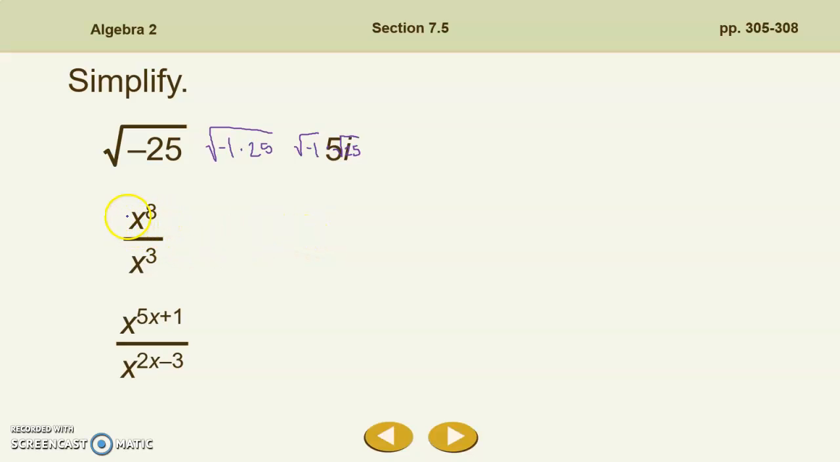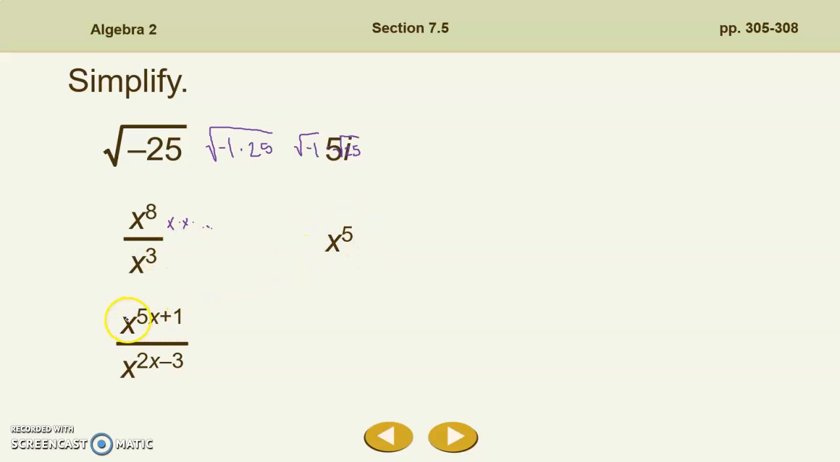Next, x to the 8th over x cubed. If we were to write that out, that would be x times x times x, etc., 8 times, over x times x times x. We would then cancel, but we can also just use our shortcut, and we know that x to the 8th over x to the 3rd is just x to the 5th. We take our 8 and subtract the 3, and we're left with 5.